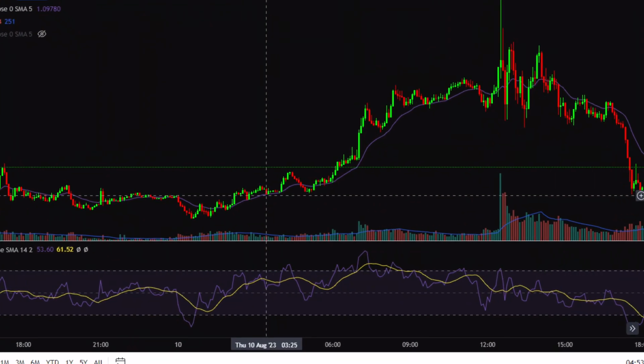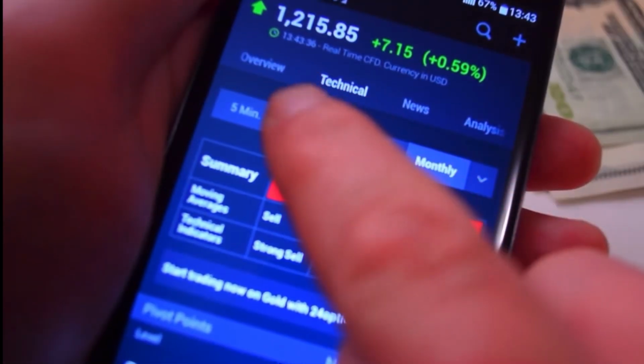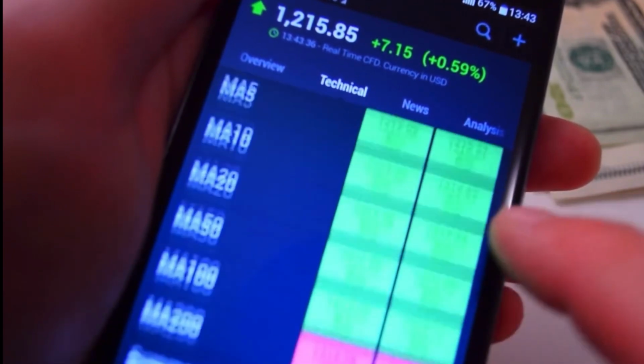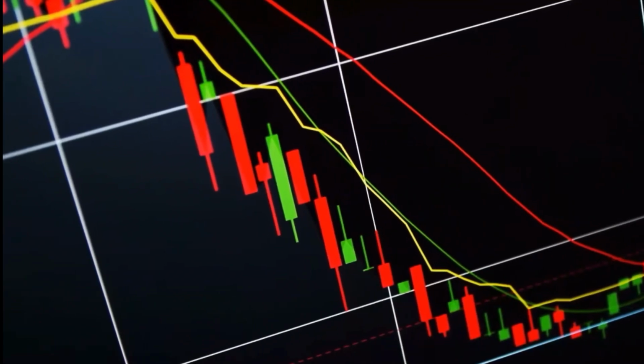So whenever we see this purple line go above 70, that signifies that it is overbought. And of course, when we see it go below 30, that signals that it is oversold. And of course, you can just go ahead and hover over the candle to see the exact number the RSI is at for increased accuracy.